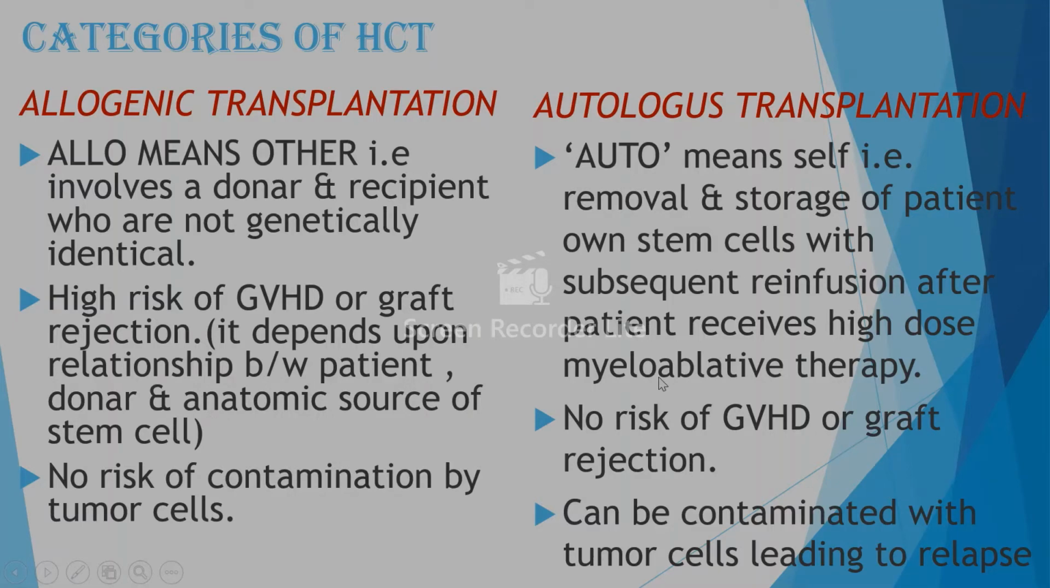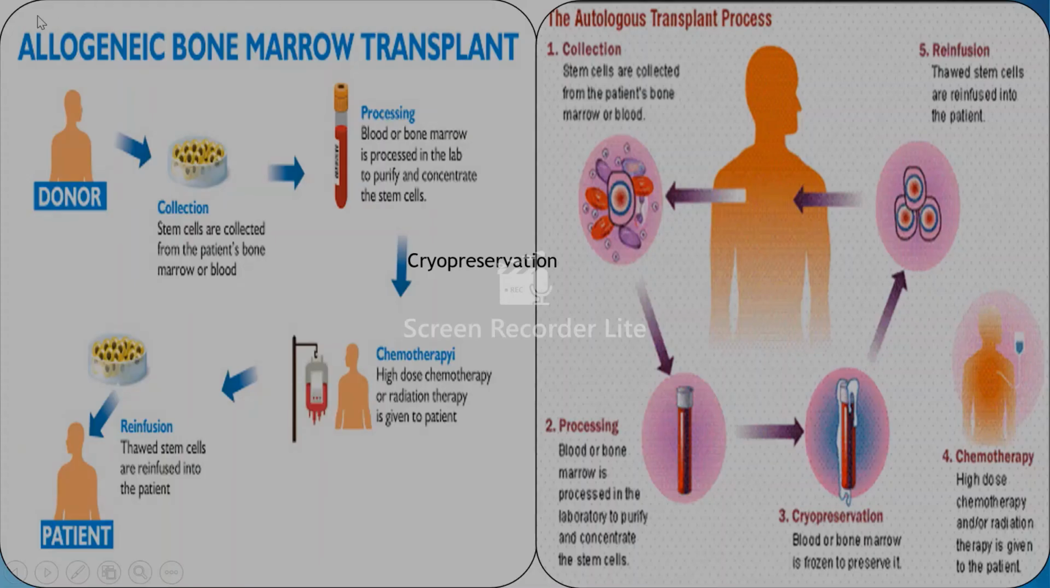While in case of autologous transplant, there is no risk of graft rejection or graft versus host disease. In allogenic transplantation, there is no risk of contamination by tumor cells, while in autologous transplantation, if some tumor cells are left in the process of transplantation, they can result in contamination and lead to relapse. The figure depicts the transplant process.